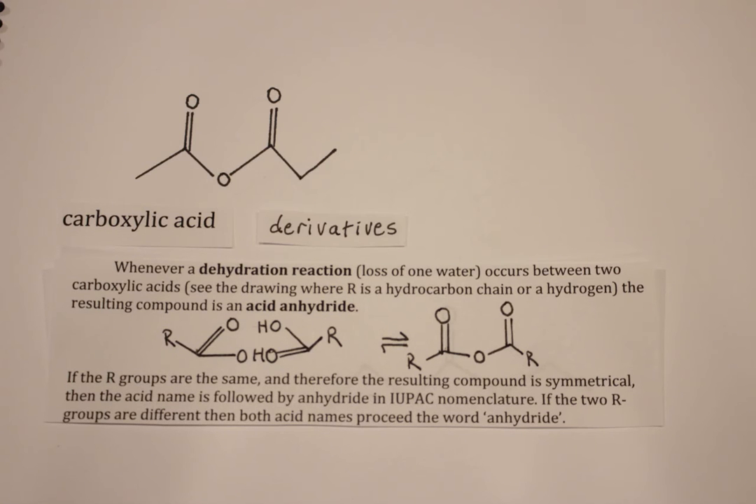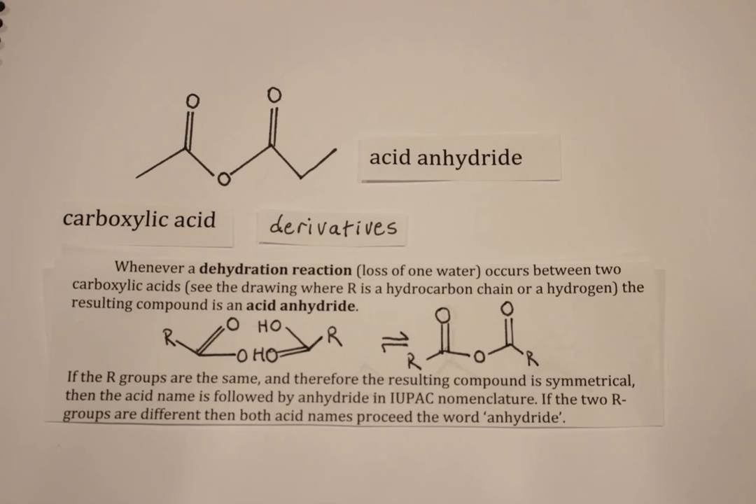For the third naming functional groups video, we're going to be looking at derivatives of carboxylic acid. Because each of these molecules is a carboxylic acid derivative, they will have carbonyl groups. The first molecule we're going to look at is an acid anhydride.